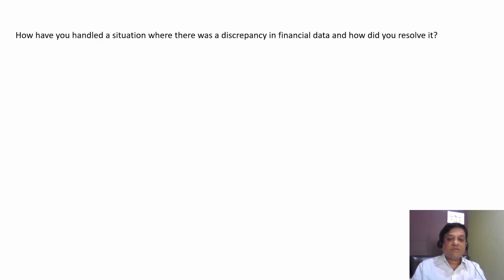And the fifth most important question is, how have you handled a situation where there was a discrepancy in financial data, and how did you resolve it? It is a very important question because having a discrepancy in financial data is very crucial and we need to resolve it. We can't have any discrepancy in the financial data, as you know.